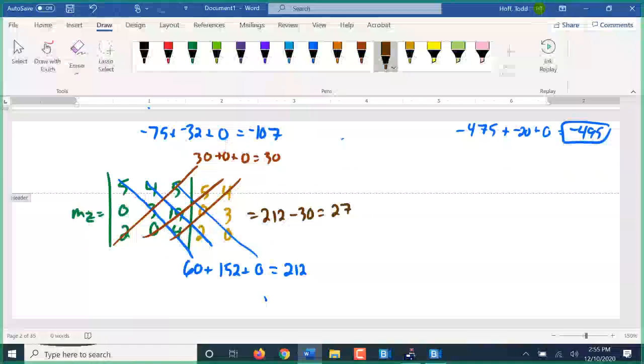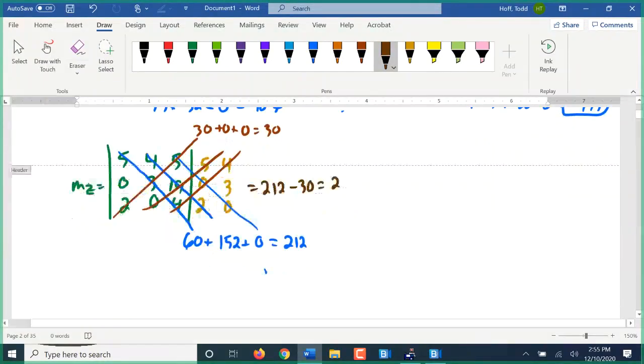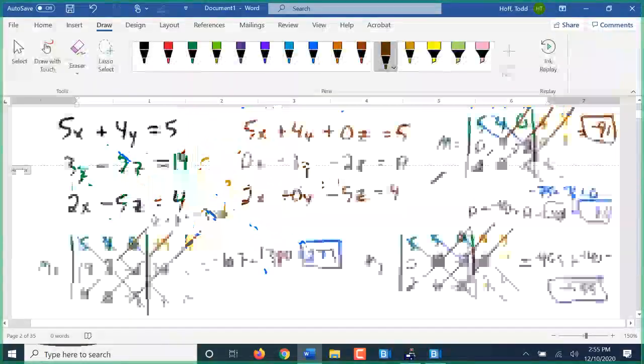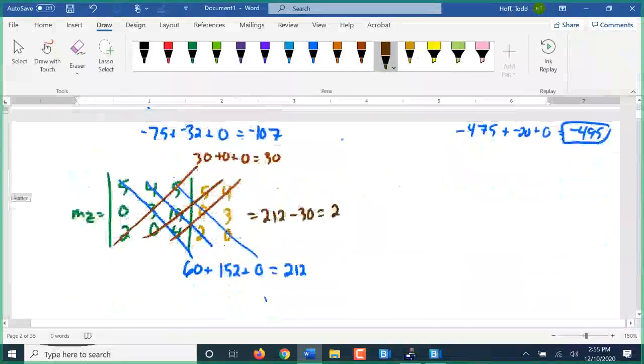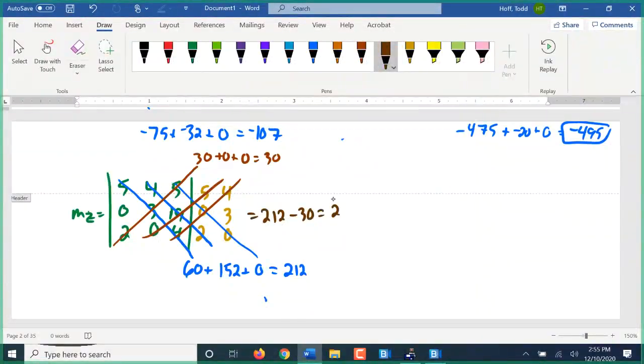272, is that right? Nope, 2. What am I getting wrong? Missed a negative somewhere, didn't I? Nope. 282, it looks like, is what I'm getting there. Or 182, that's better. This is what we get there when we subtract.